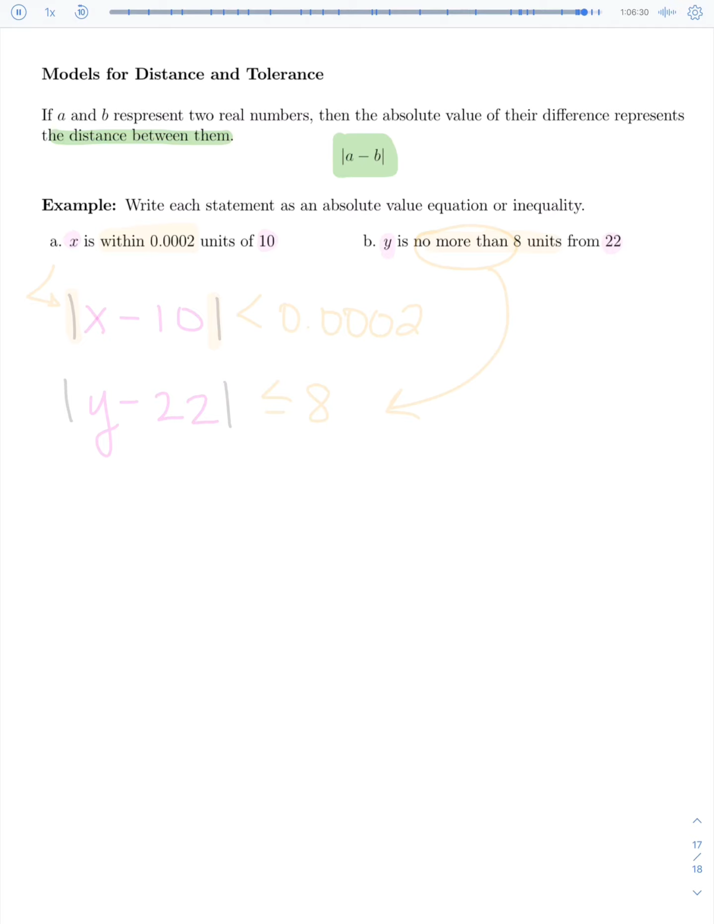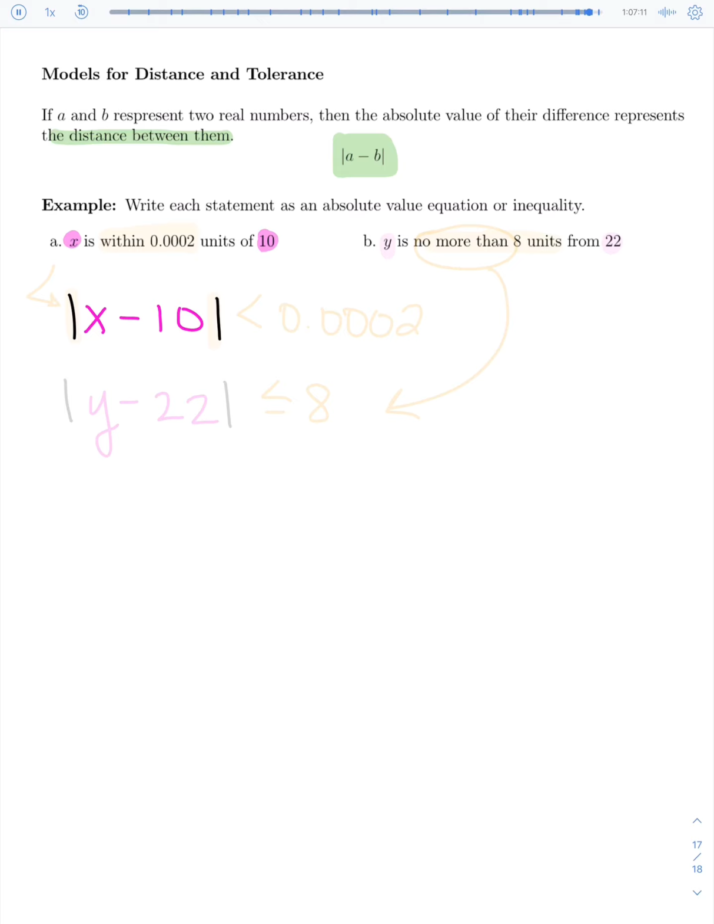So then what we can do is translate statements like the next one. On this first one, in A, we've got x is within 0.002 units of 10. So we're talking about two things and the distance between them. Even though the order is kind of strange, what we're talking about is the distance between x and 10. Because we're looking at the distance between those two, that's what's going to go inside of our absolute value, their difference. So we'll have x minus 10 inside of our absolute value, because those are the ones I'm worried about the distance between.